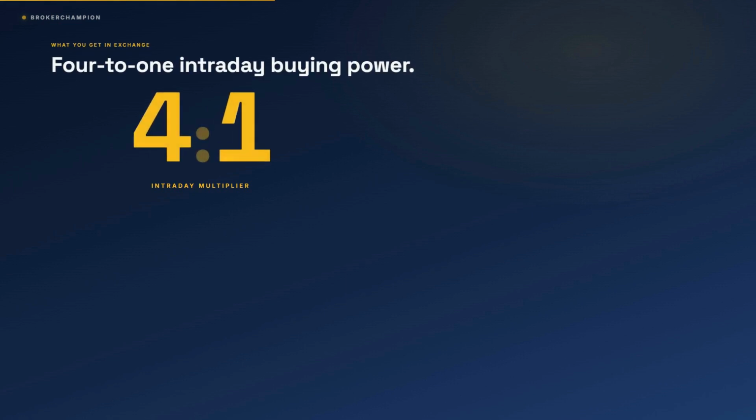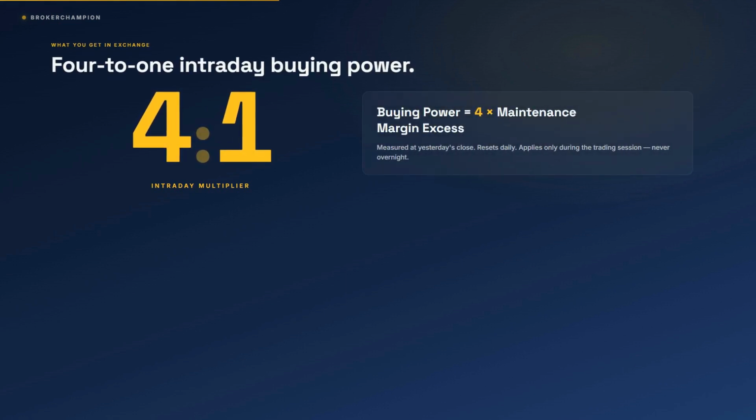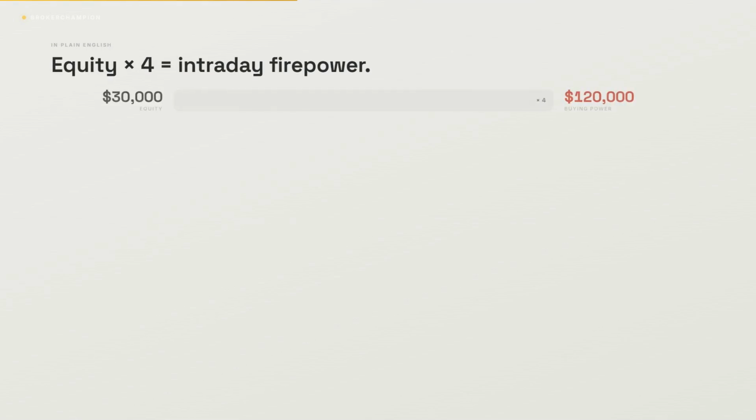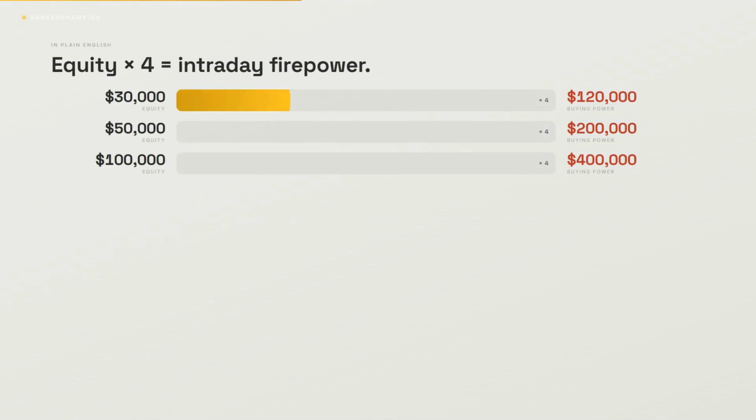What you actually get in exchange for being PDT flagged is 4-to-1 intraday buying power. The math is 4 times your maintenance margin excess at yesterday's close. In plain English, $30,000 in equity gives you $120,000 of intraday firepower. $50,000 gives you $200,000. $100,000 gives you $400,000.